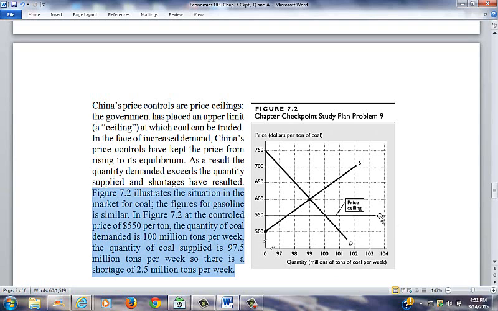The quantity of coal supplied is 97.5 million tons. Look where the price ceiling line intersects with the supply line here, 97.5 million tons per week. There's a shortage then at this distance of 2.5 million tons per week.